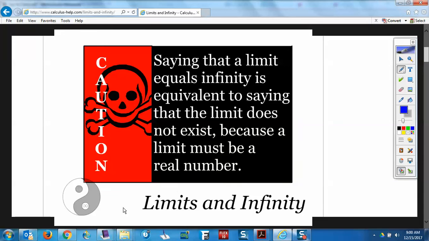When we say that a limit equals infinity, we're actually saying that that limit technically does not exist, because limits have to be a real number. Therefore, it might be more enlightening to say that the limit does not exist because it increases infinitely, rather than saying that the limit equals infinity.